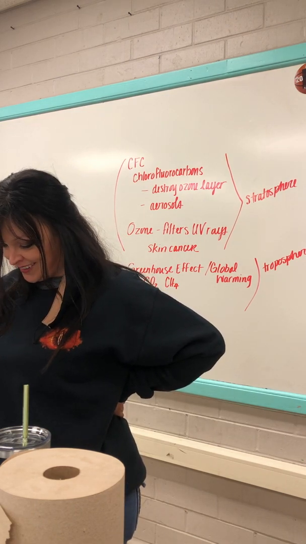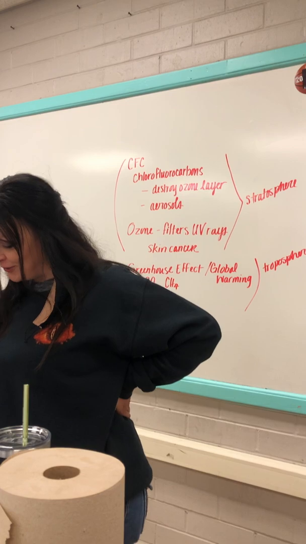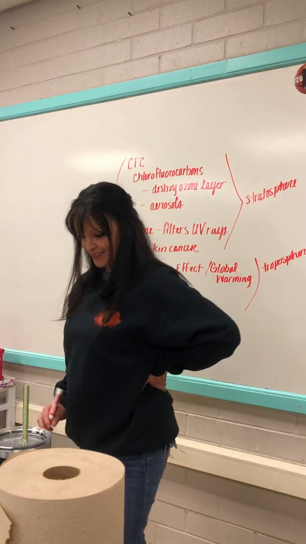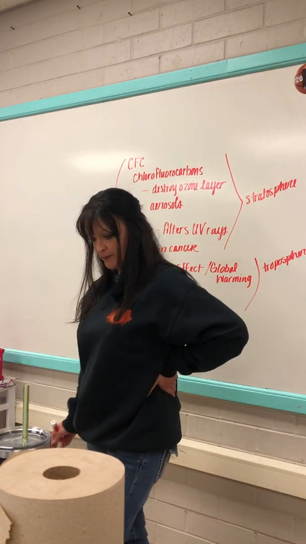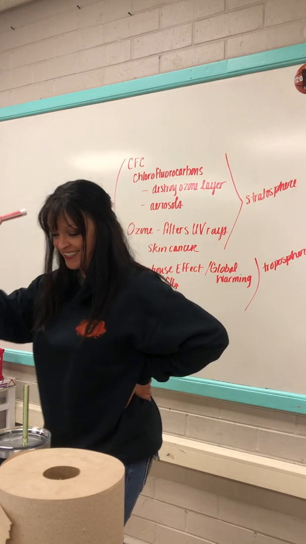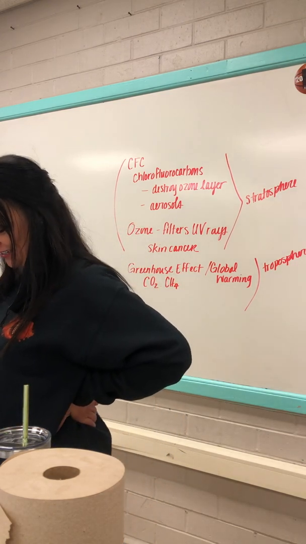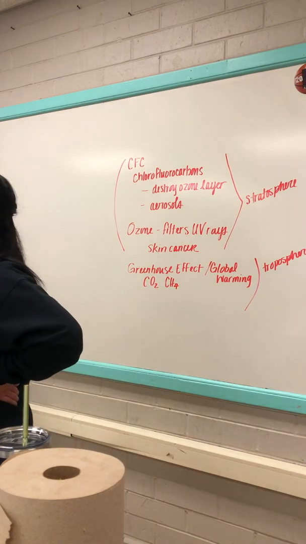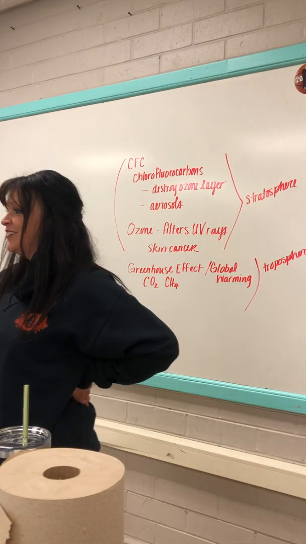Okay, here we go. 14. How does the tilt of the Earth's axis affect the seasons? Deflect the harmful rays of radiation? No. By changing the amount of direct solar energy reaching the surface of the Earth. That's the answer.